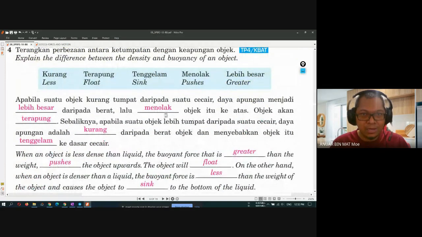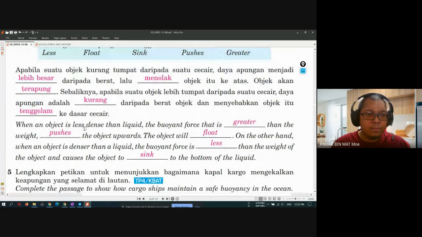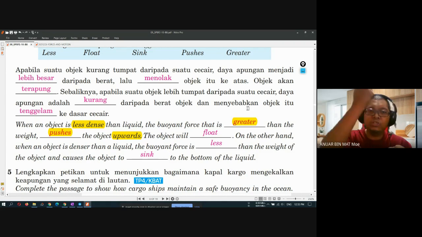Explain the difference between the density and the buoyancy of an object. When an object is less dense than the liquid, the buoyant force will be greater than the weight. The buoyant force that is greater than the weight pushes the object upward, and then the object will float.